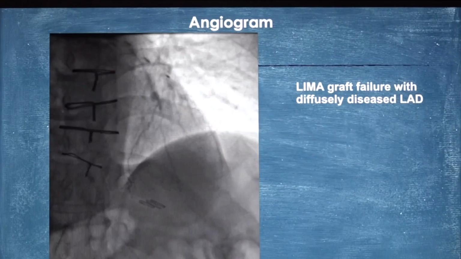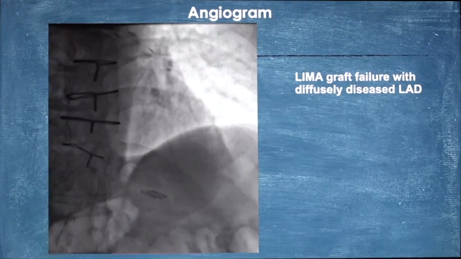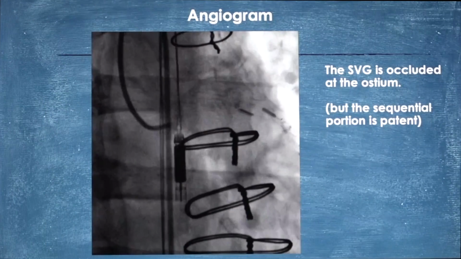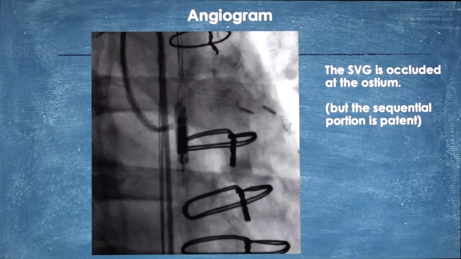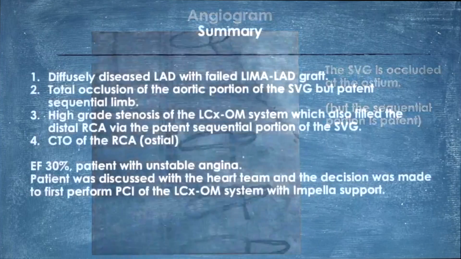Here's the LIMA graft. You see that there is a subtotal occlusion lesion right after the anastomosis, and the distal LAD is diffusely diseased. There's some retrograde flow into the proximal LAD, as you can see there. So here's his vein graft. The aorto-ostial portion is occluded, but remember the sequential portion is patent.